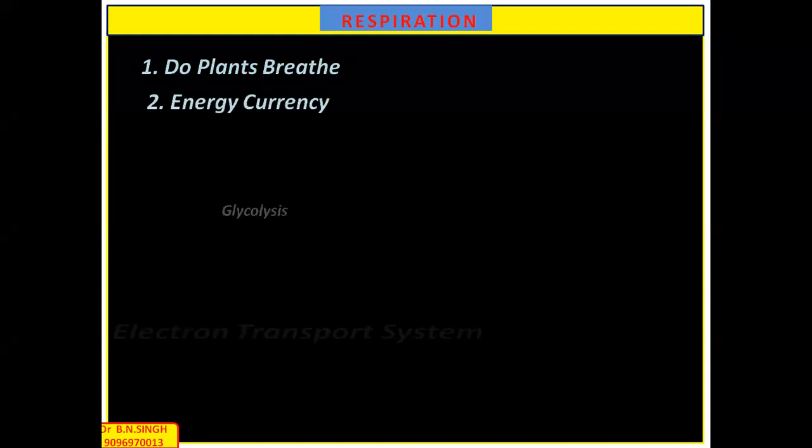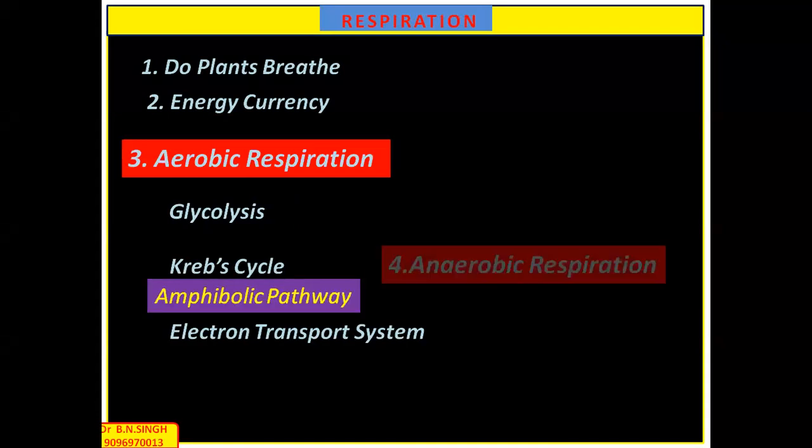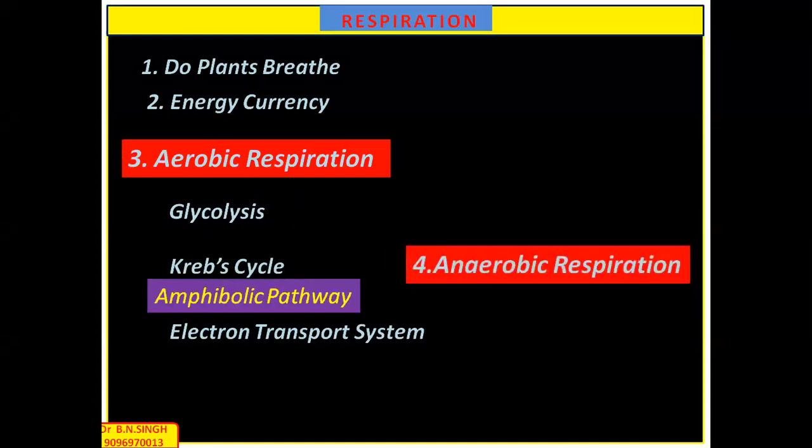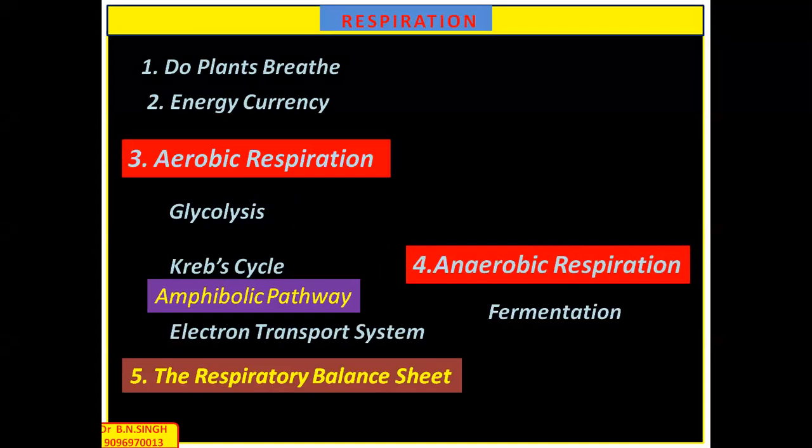Second point is energy currency, that is the structure and function of the ATP. Aerobic respiration and anaerobic respiration. Aerobic respiration will study about glycolysis, Krebs cycle, and electron transport system. Anaerobic respiration will interact with the fermentation process. Last but one point, the respiratory balance sheet, that is the number of ATPs produced in aerobic and anaerobic respiration. And last point, we'll discuss about the respiratory quotient.